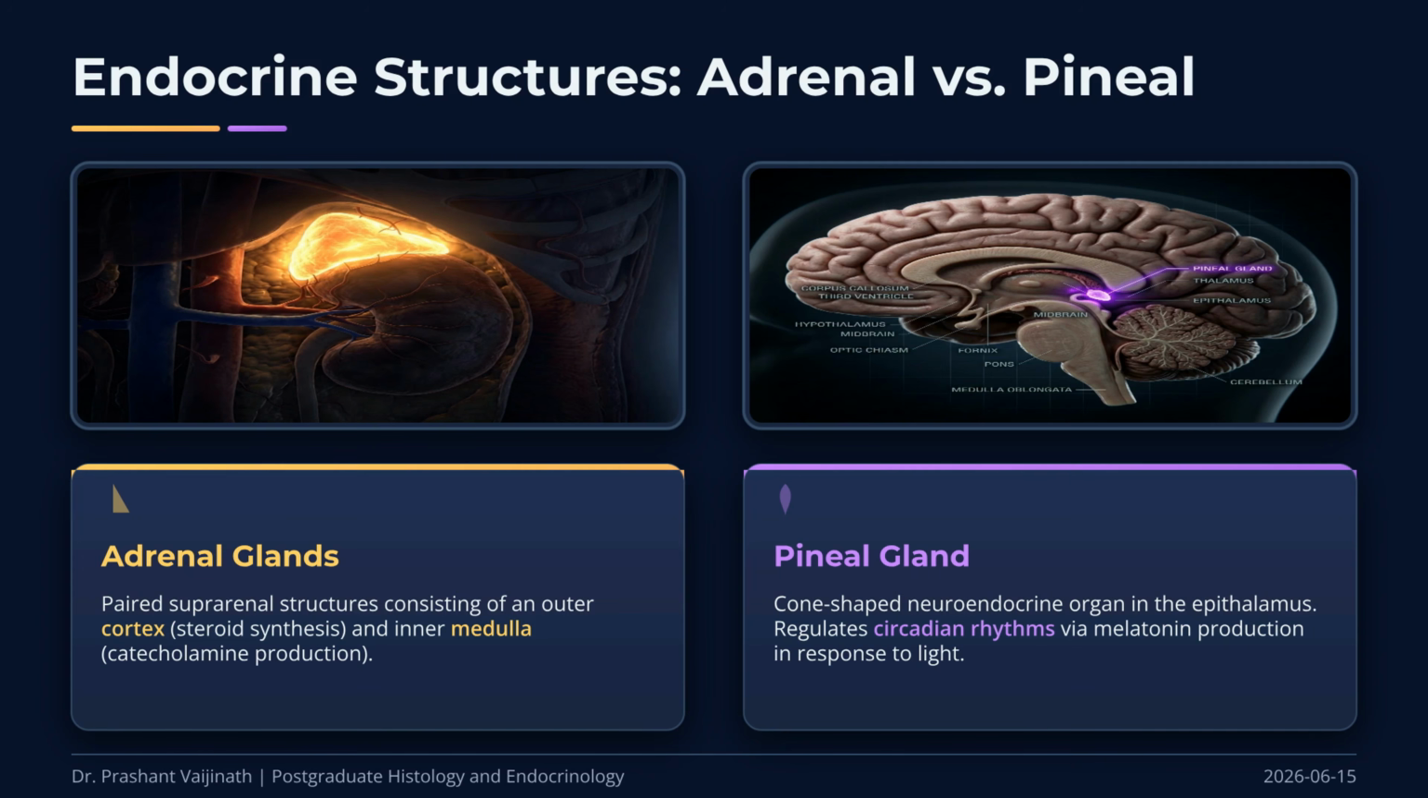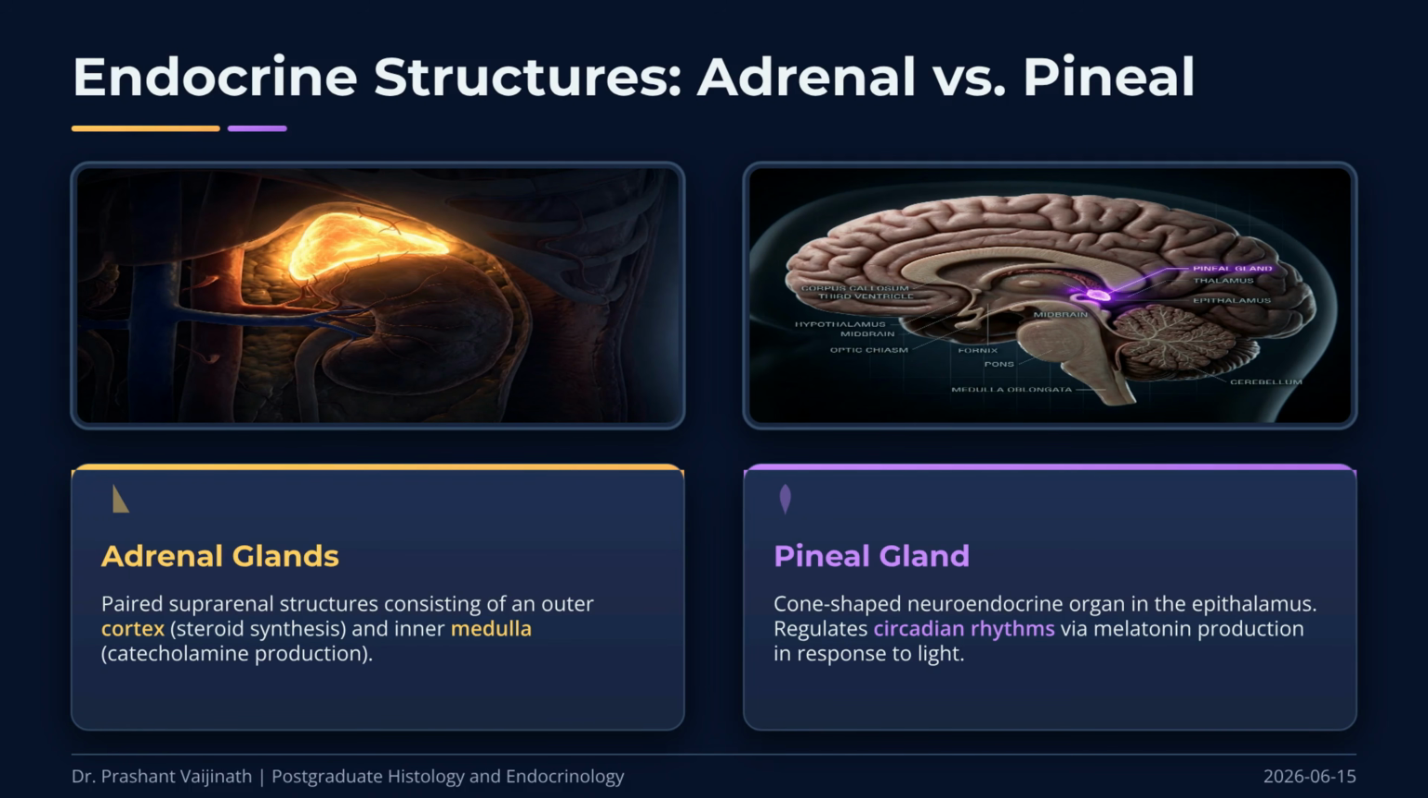The adrenal glands are paired endocrine organs located on the superior poles of the kidneys and are therefore also known as suprarenal glands. Each adrenal gland consists of two functionally and embryologically distinct regions, the outer adrenal cortex and the inner adrenal medulla. The adrenal cortex produces steroid hormones involved in metabolism, electrolyte balance, and sexual development, while the medulla produces catecholamines responsible for the immediate stress response.